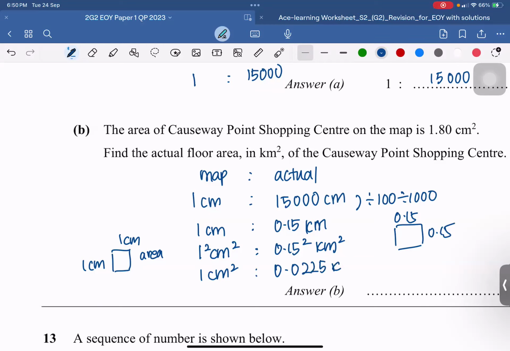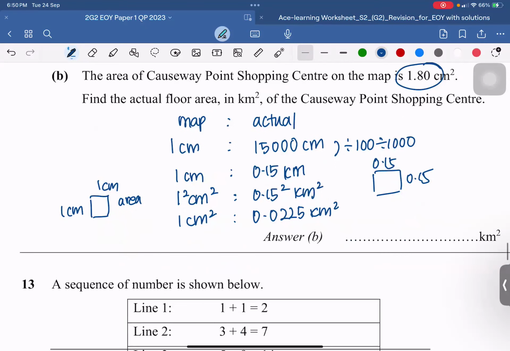0.0225 kilometer square. So many zeros. Okay. Then now they give you 1.8 cm. So this one I want 1.8 cm square. I times 1.8. Then it gives you the answer.